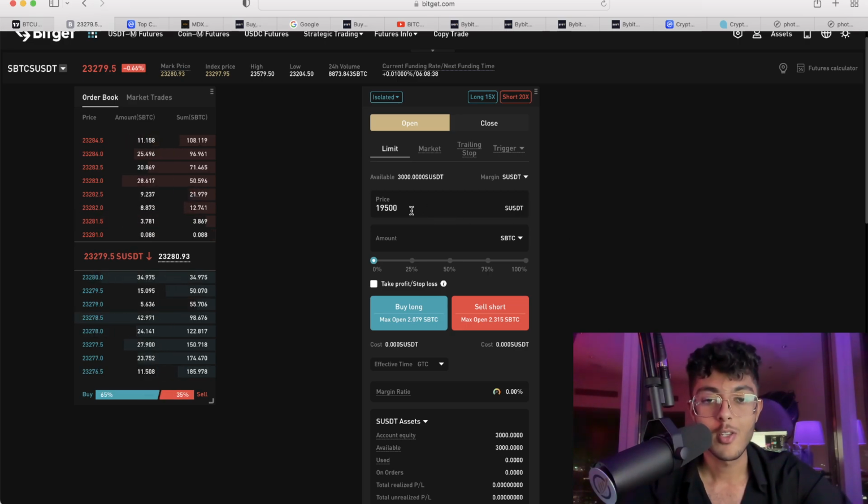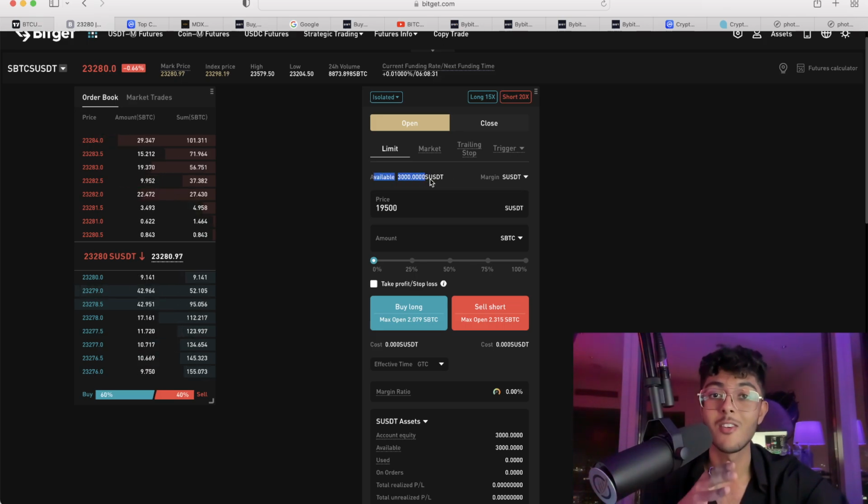What we're trying to do here is, let's say, well, this is great. I've got my available balance here of 3,000 USDT. This is not my money. This is the simulated USDT funds. You're all going to have this when you sign up using that link in the description. This is what you get on the demo account.